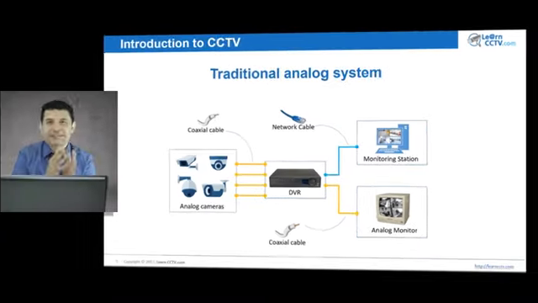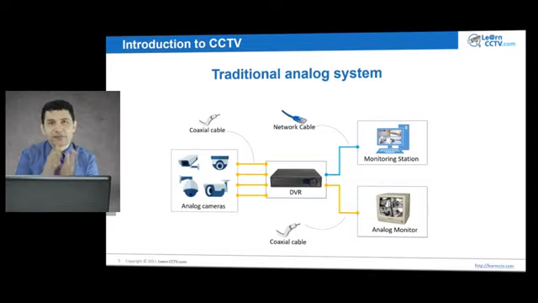The camera sends the video, which is analog video, to the DVR. The DVR is going to convert from analog to digital and can record it on a hard drive. And you can also see it using a monitor in analog format, or you can see it through your network using your computer or even a tablet or cell phone. But the video needs to be converted from analog to digital so you can see it on your computer.